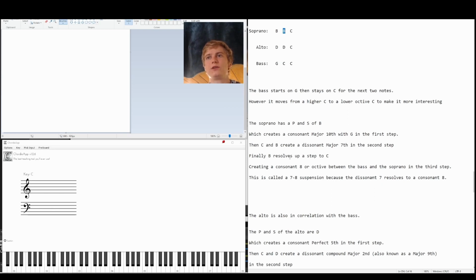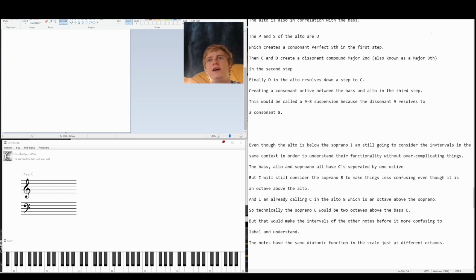Then B finally resolves up a step to C, creating a consonant 8 or octave between the bass and the soprano in the third step. This is called a 7/8 suspension because there is the dissonant 7 resolving to a consonant 8. So as you see, that's creating a 7, that's creating an 8, so that's known as a 7/8 suspension.